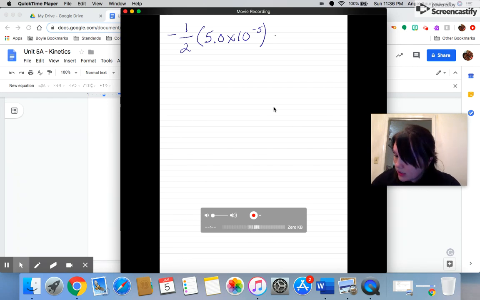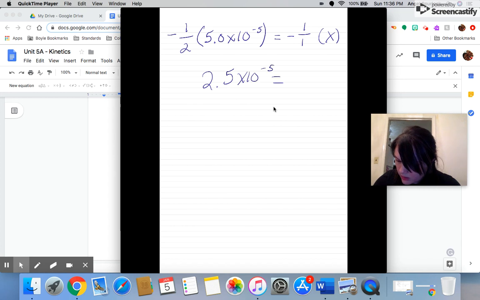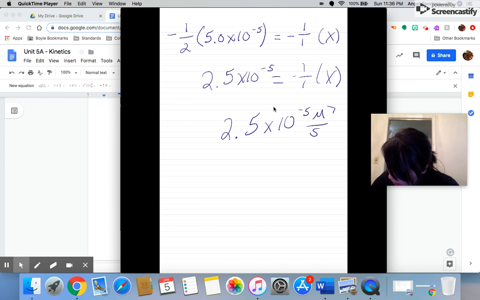All right. And we're going to set that equal to the rate of disappearance, so negative of 1 over 1, because the stoichiometric coefficient in front of oxygen was 1, and times that by x, because the rate of disappearance of oxygen is what we're looking for. So then we can just solve this algebraically. Half times 5.0 times 10 to the negative fifth gives you 2.5 times 10 to the negative fifth is equal to negative 1 over 1 times x. Obviously, we would divide by 1. When you divide by 1, it's just going to give you the number. So the rate of disappearance of oxygen is just 2.5 times 10 to the negative fifth molarity per second.